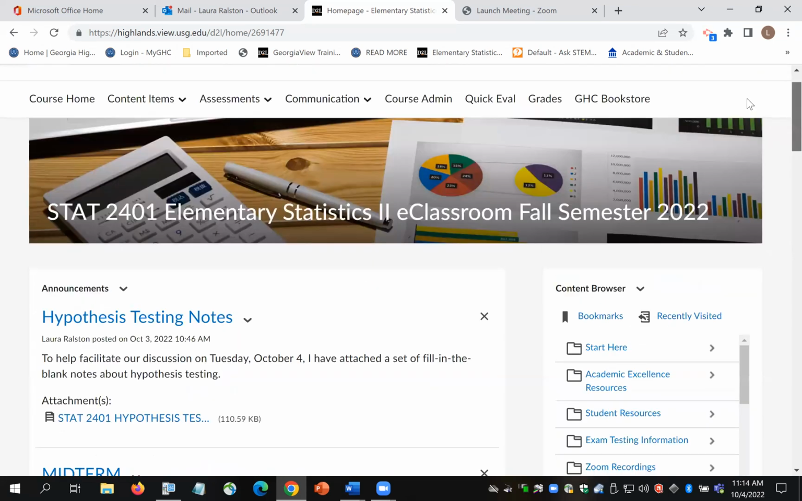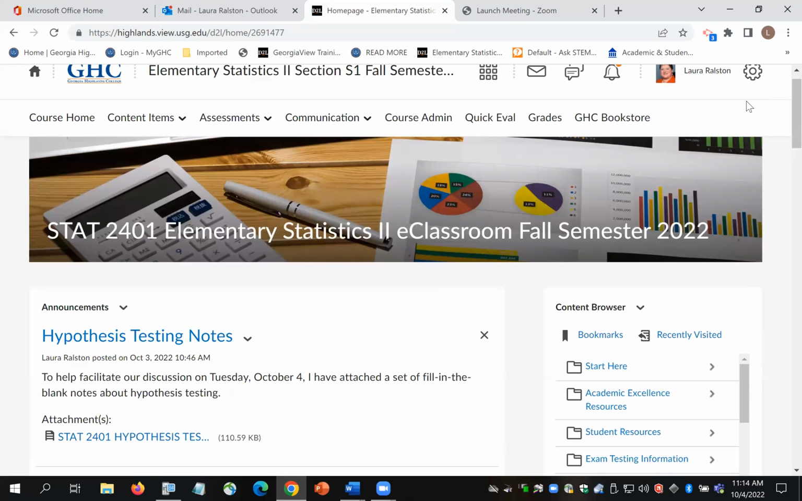So those are the two things you basically have to complete this week. You have to complete the midterm by Saturday, October the 8th at 11:30 p.m. And mini project 2 is due by Monday the 10th at 11:30 p.m.